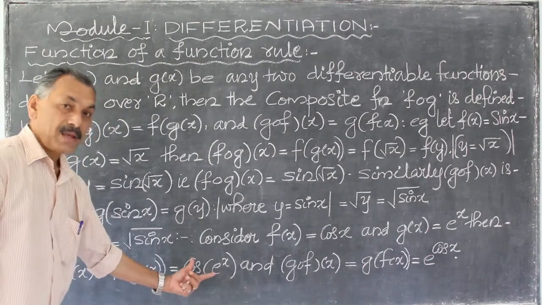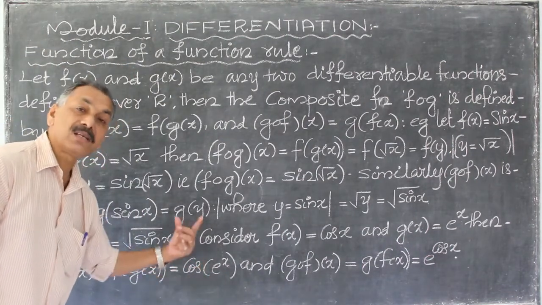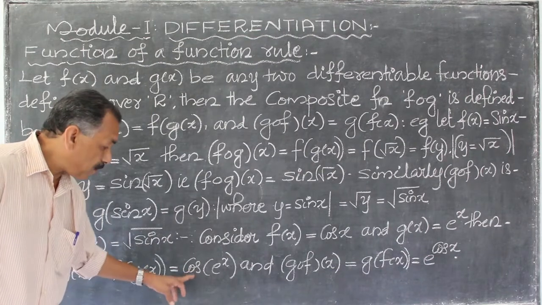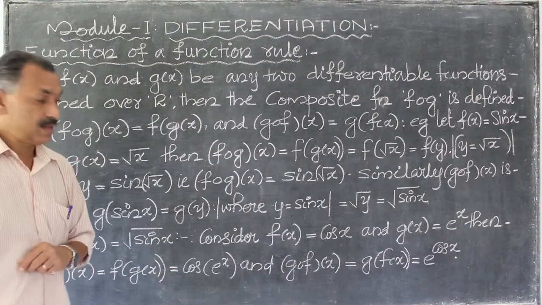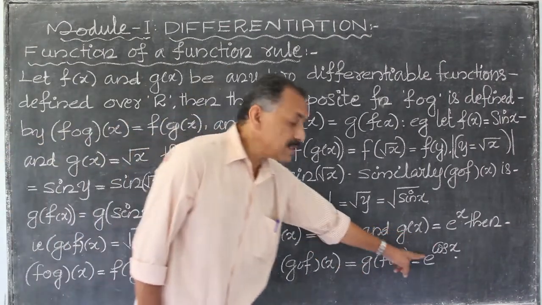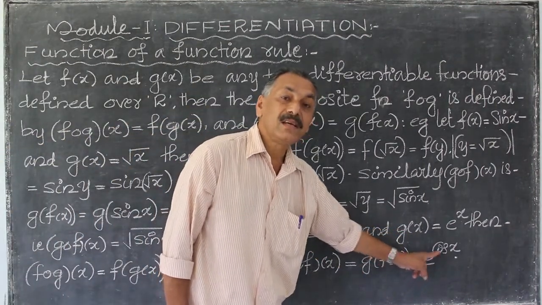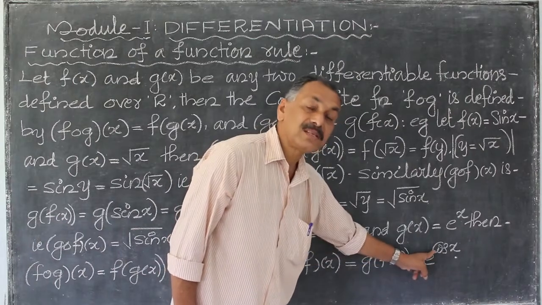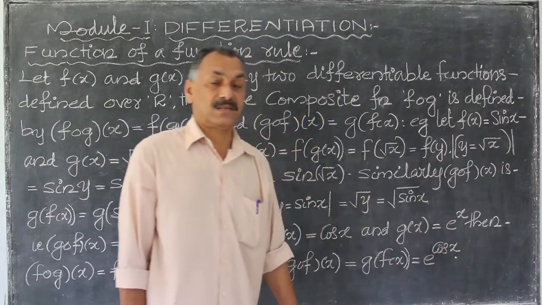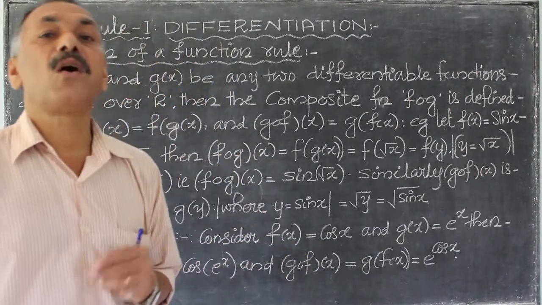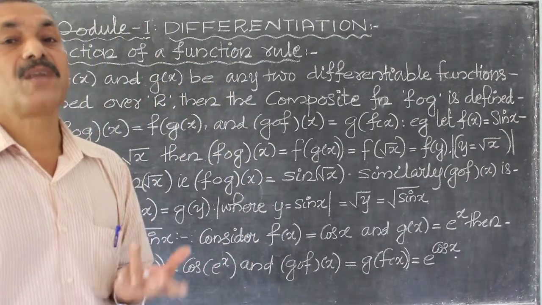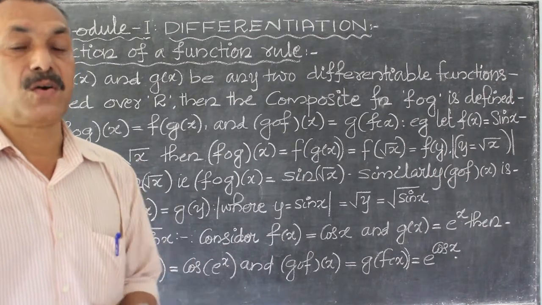In this case, cos e raised to x is the composition of the functions f of x equal to cos x and g of x equal to e raised to x. Here, it is the composition of the functions g of x equal to e raised to x and f of x equal to cos x. Okay? That is, function of a function means it is the composition of two functions, f∘g, f of g of x.